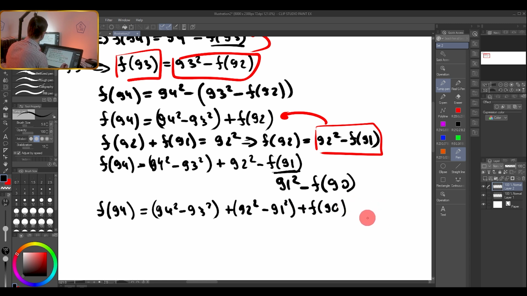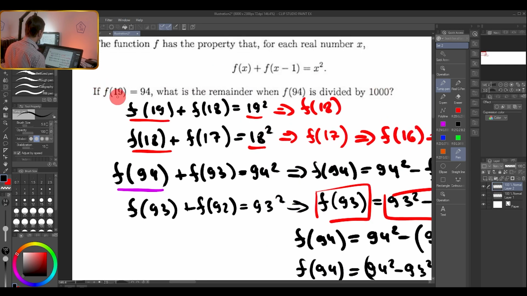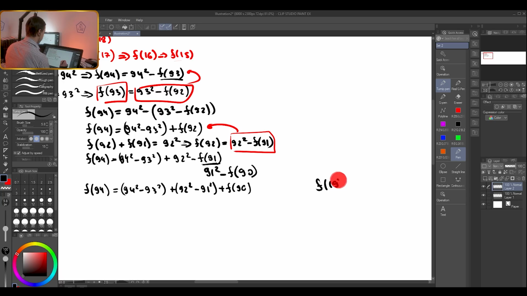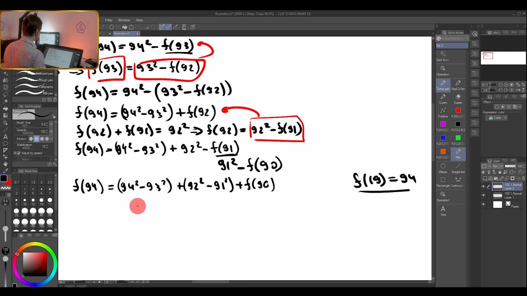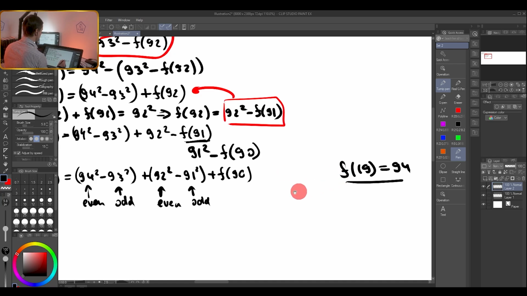The only thing that we need to understand is when we need to finish. And we need to finish at the moment when this one is already well known. You see, f of 19. So we need to understand where should we stop. So we start with the 94 squared, 93 squared with minus, 92, 91, and this one will be even, this one will be odd. So this one will be even, and this one will be odd, right? And let's go close to 19.